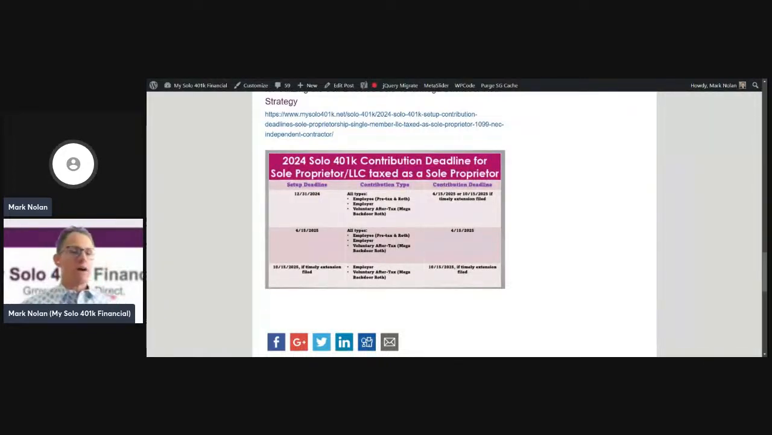Now here in 2025, you want to switch from that Ascensus solo 401k plan over to a solo 401k plan from My Solo 401k Financial. We would restate that plan here effective 2025, and you would still be able to make voluntary after-tax solo 401k contributions for tax year 2024.